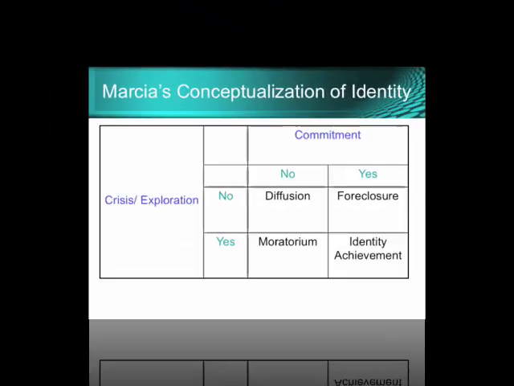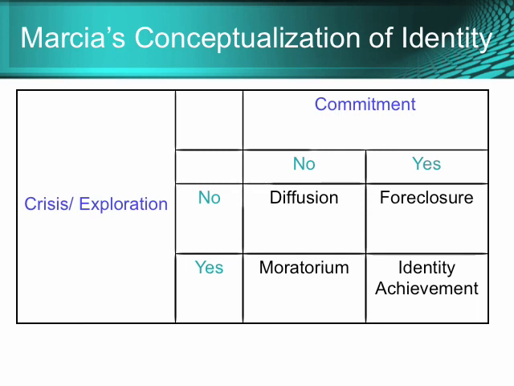Now, looking at these possibilities in terms of a grid, we see that there are 2 factors that will determine how one's identity develops. The first is commitment. So is the individual able to make a commitment to a particular sense of identity? And then the other side is crisis exploration. Do they have a crisis, and do they explore options?